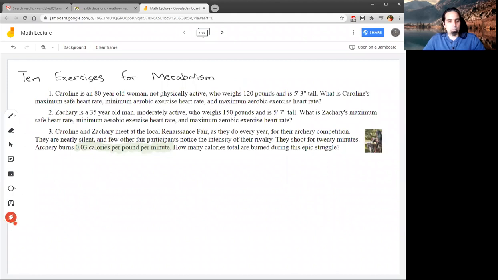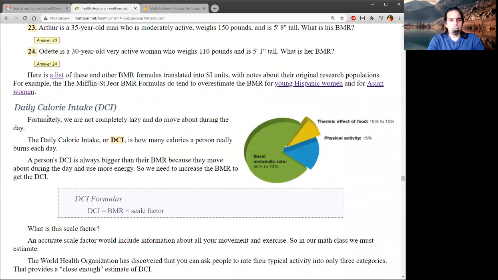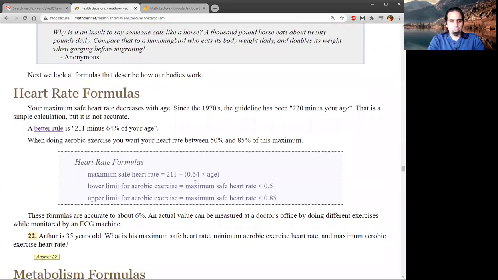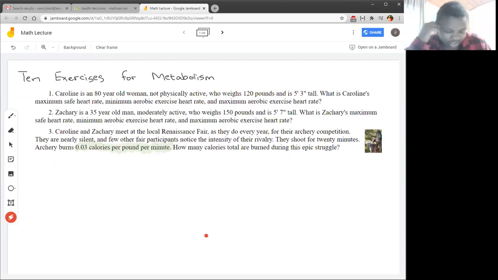The first one, since you're mentioning it, is about heart rates. We're finding these heart rates. And for the heart rate formulas, they were just based on age. Age was the only number we needed. So for the first problem, the fact that she's 80 was important. The fact that she is a woman or not physically active in general, or her weight or her height didn't matter.